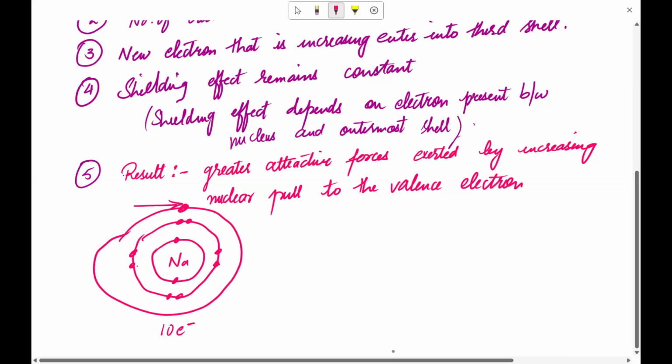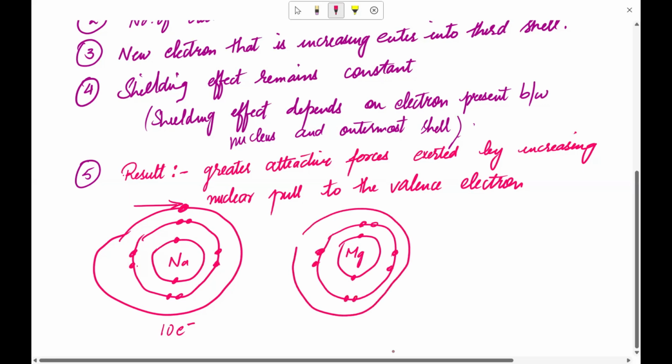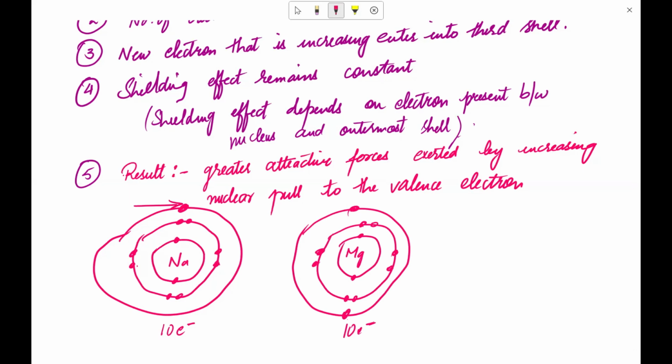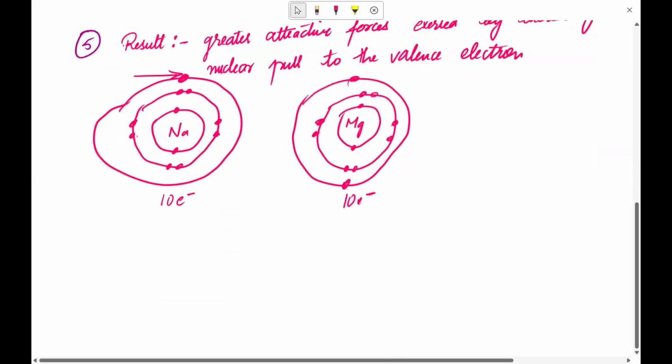And if we see magnesium, the first shell has 2 electrons, the second shell has 8 electrons, and the last shell has 2 electrons. So the electrons present between the valence shell and the nucleus are also 10 here. Are you getting my point? So you have seen that shielding electrons remain constant. That is why the shielding effect also remains constant throughout this period. Is that clear?